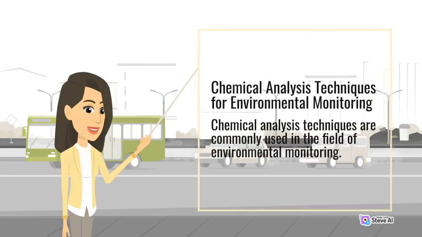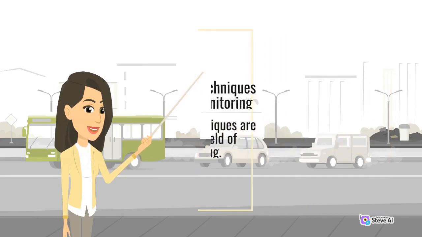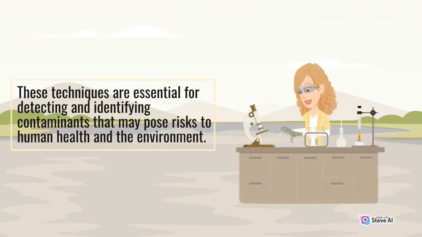Chemical analysis techniques for environmental monitoring. Chemical analysis techniques are commonly used in the field of environmental monitoring. These techniques are essential for detecting and identifying contaminants that may pose risks to human health and the environment.